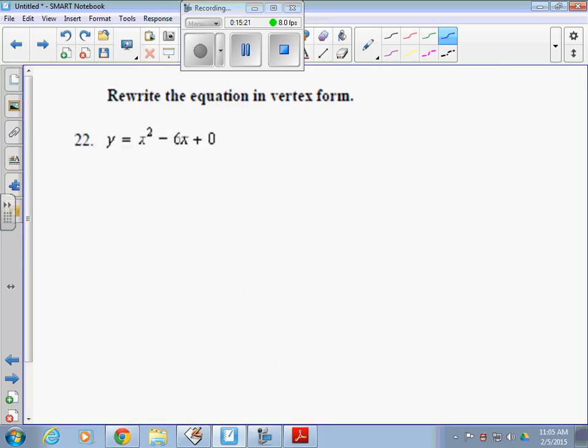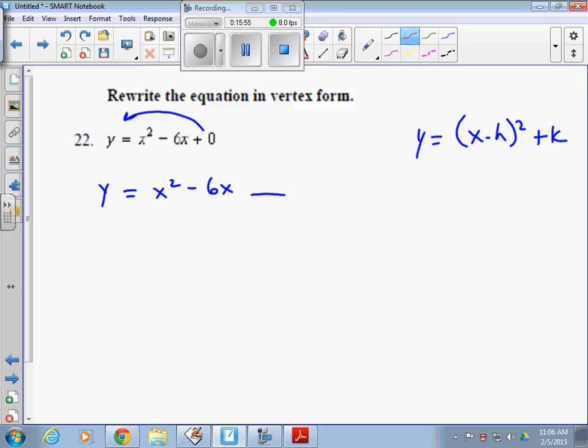And then number 22 is rewrite the equation in vertex form. Vertex form is x minus h squared plus k. Again, though, you treat it almost like the last problem we just did. This is a bad C value. So we're going to subtract 0. There's no reason to subtract 0 on the other side. It just goes away. So we have y minus 0 on the left equals x squared minus 6x plus c. We need a new c value.